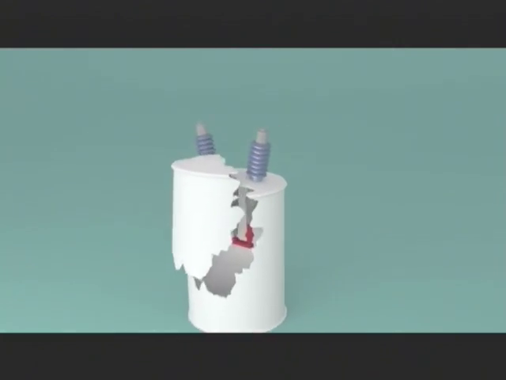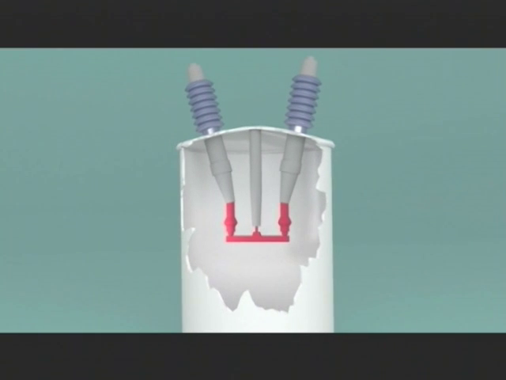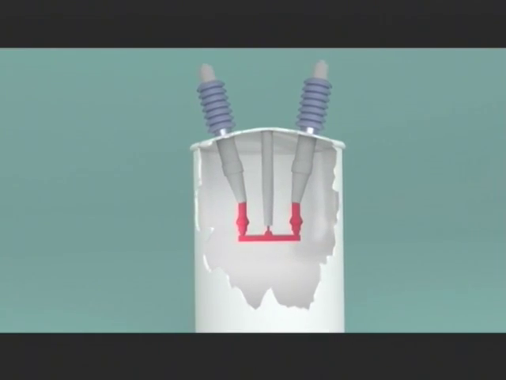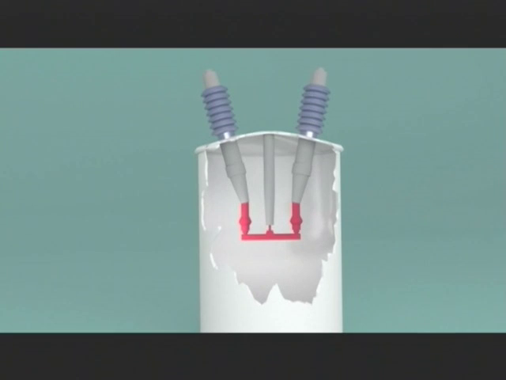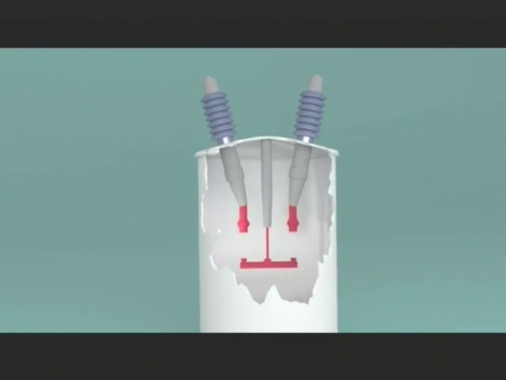This is a simplified example of the inside of an OCB that hasn't been filled with oil. These switch contacts can be closed or opened to connect or disconnect the circuit. With no oil inside, opening and closing the breaker makes a considerable arc.